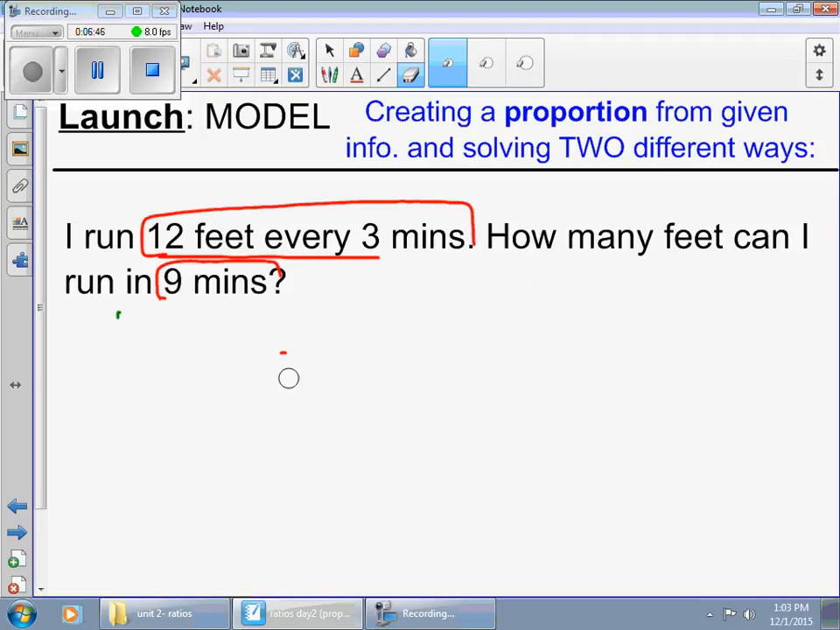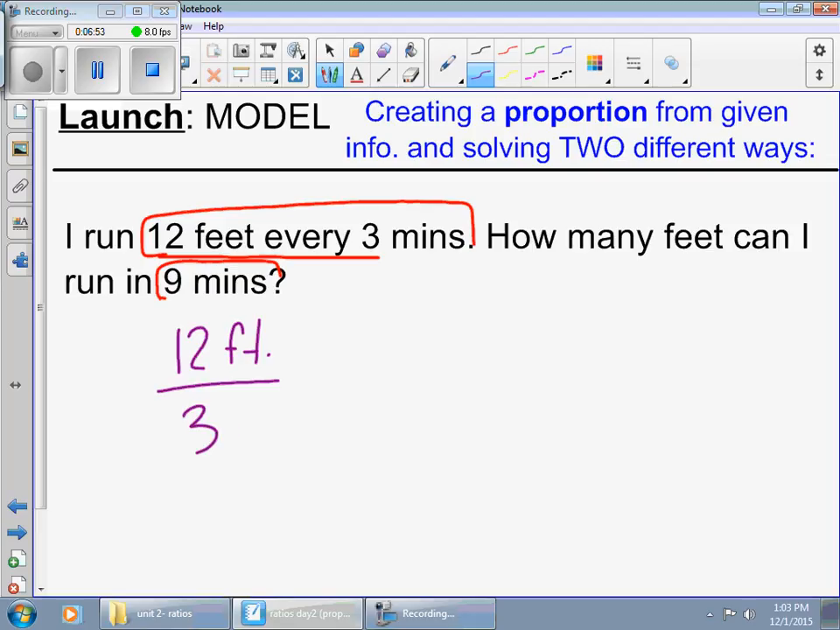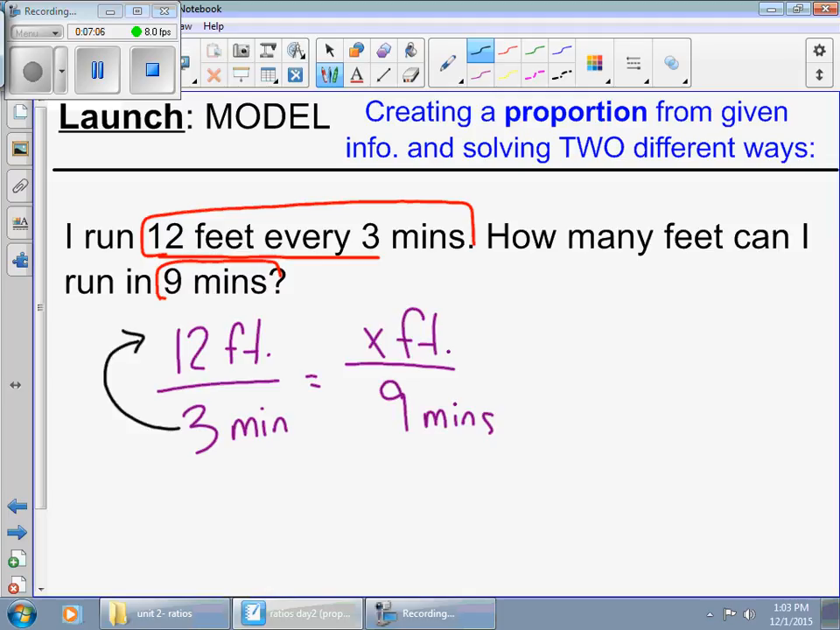So the last thing, I'm just going to reset up the proportion that they gave me really quickly. So they told me 12 feet every 3 minutes, and they want to know how many feet that will be in 9 minutes. One other thing that you could do is, since I have both denominators, I could say, how does this denominator turn into this numerator? To turn a 3 into a 12, I have to do times 4. So on this denominator, I can do the same thing to turn it into this numerator, times 4. 9 times 4 is going to give me 36 feet.